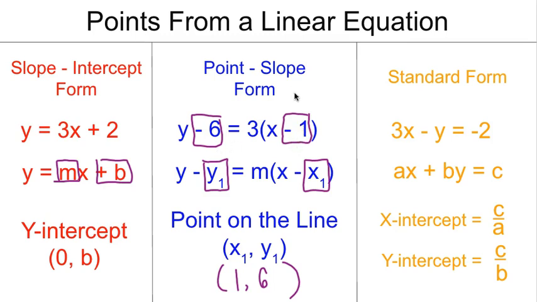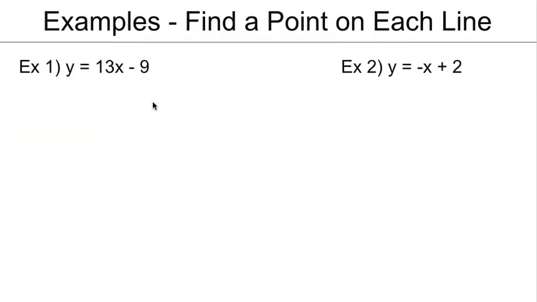Now in standard form, we can have now 2 points. It gives us the x-intercept and the y-intercept. So standard form is giving us all the goodies, but it's making us work for them just a little bit. To find the x-intercept, we have to find c divided by a, and for the y-intercept, we have to have c divided by b. So let's look now at some examples of finding a point from a line.